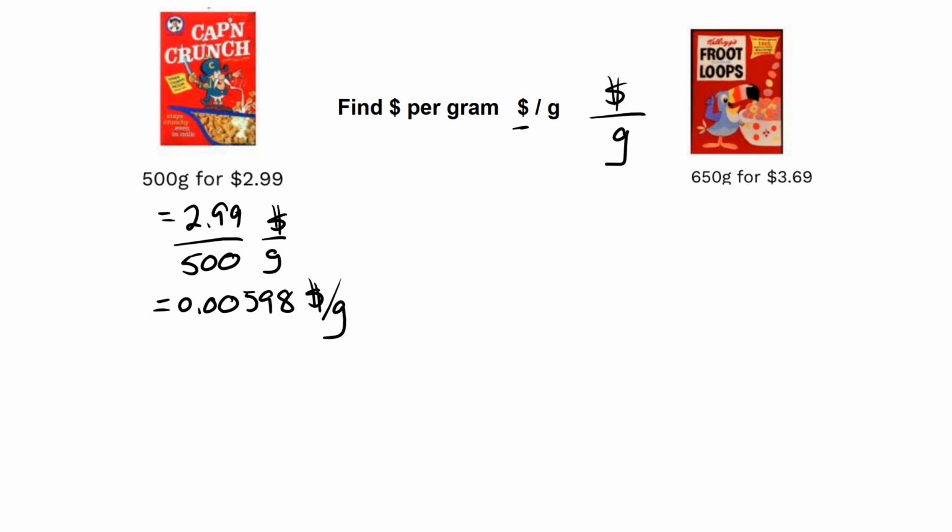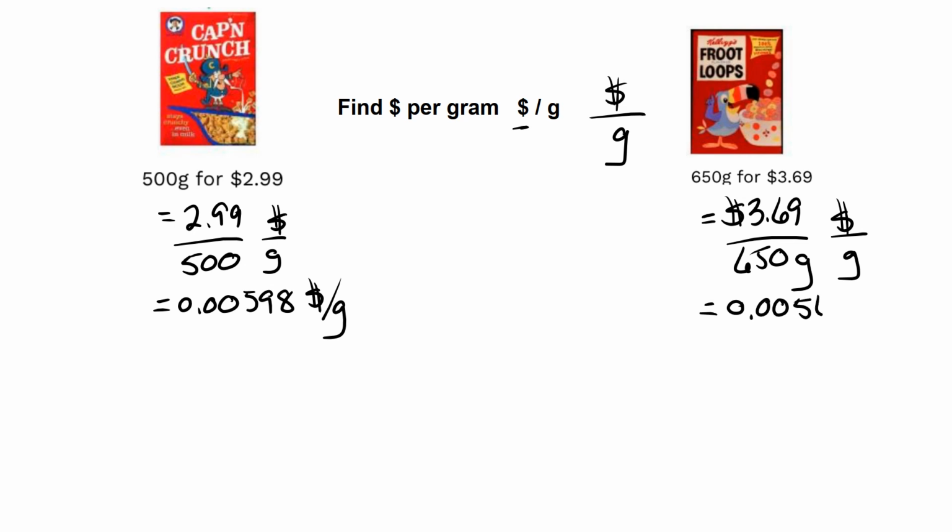Compared to the Froot Loops, here we've got $3.69 for 650 grams. Okay, so there's our dollars on top and our grams on the bottom. We divide that out and we get $0.00566 per gram. Here you've got 59 versus 56. So this, the Froot Loops, is costing you less for a single gram than the Cap'n Crunch does.